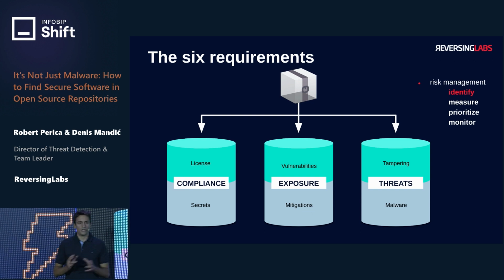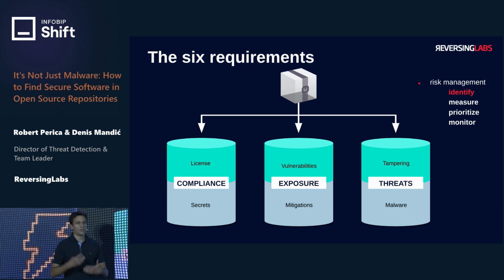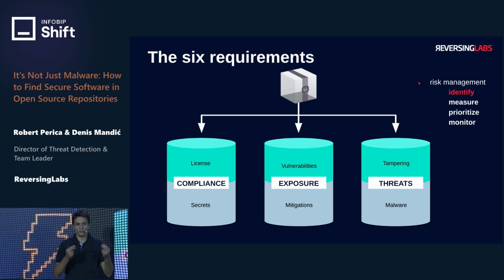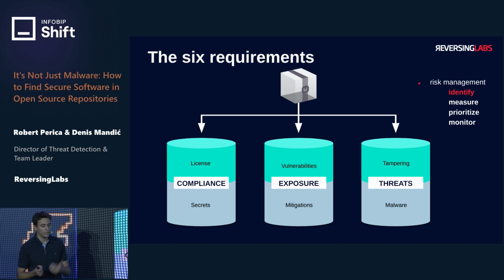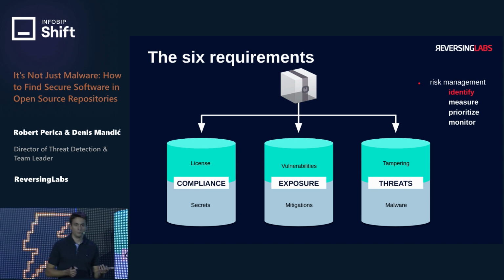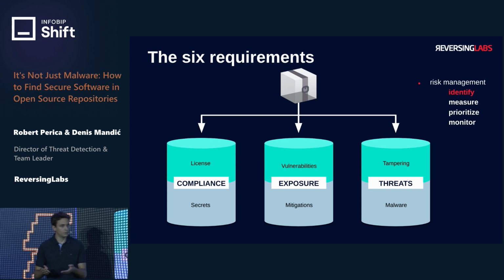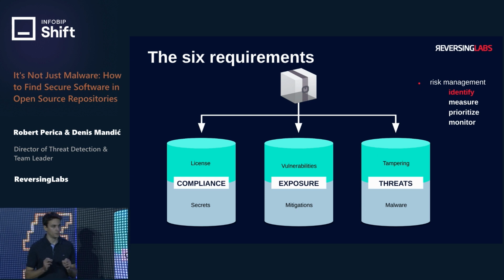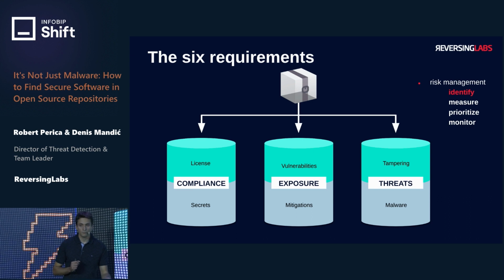Since these three categories are a bit too broad, it's natural to try to subdivide them into subcategories. So we can split the compliance stage, the one concerned with obeying the law, following regulations and internal policies, into licenses and secrets. Licenses are straightforward. Someone has given you a right to use a particular piece of software as long as you abide by the terms as presented by that license. They are legally binding. On the other hand, you have secrets.